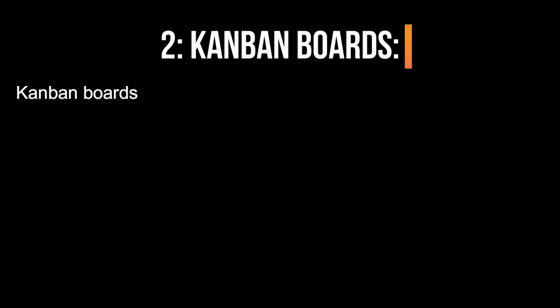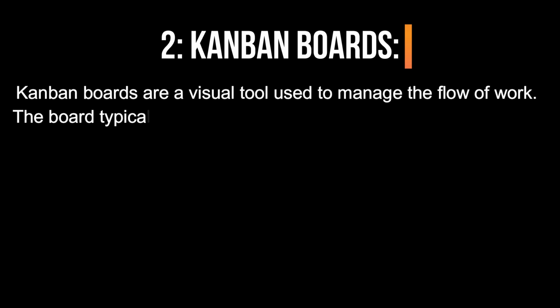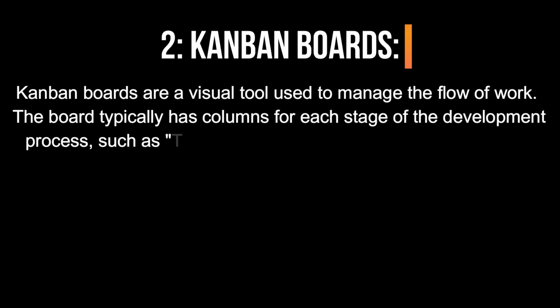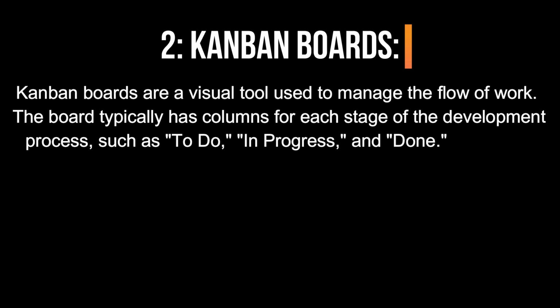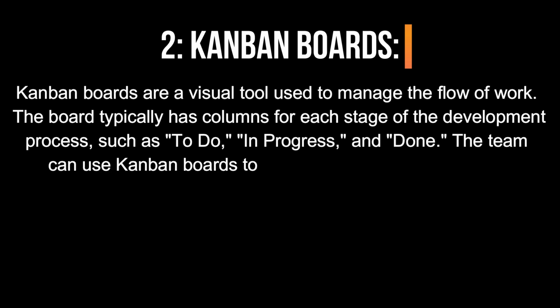2. Kanban Boards. Kanban boards are a visual tool used to manage the flow of work. The board typically has columns for each stage of the development process, such as to do, in progress, and done. The team can use Kanban boards to track work in real time, identify bottlenecks, and improve flow.